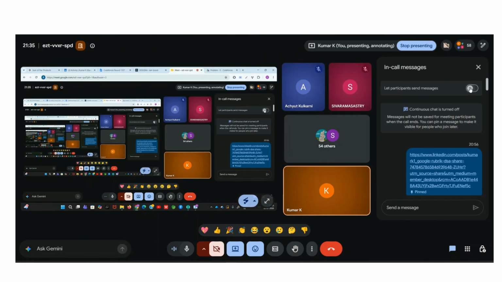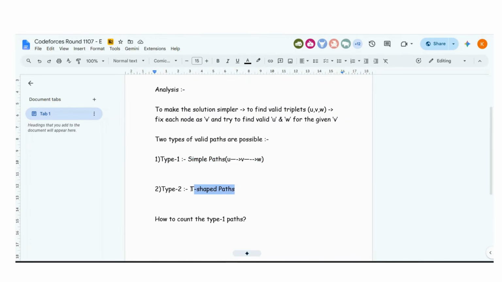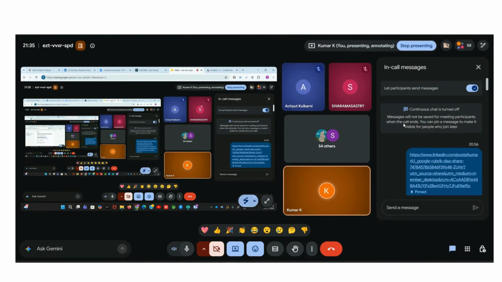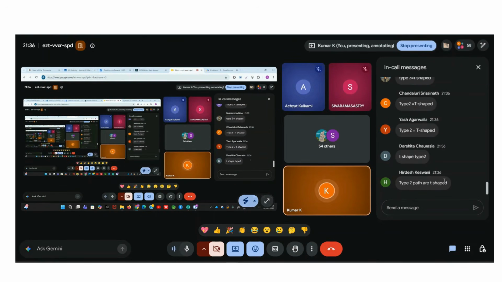Now listen, everyone write in the Google chat that type 2 paths are T-shaped. So write in the Google chat type 2 equal to T-shaped. That gives me the confirmation that you have understood that the type 2 paths are always T-shaped and the type 1 paths are always single line. So just write that in the Google chat and never forget. Okay, type 2 T-shaped. Can anyone write something about type 1 path? Type 1 equal to single line.